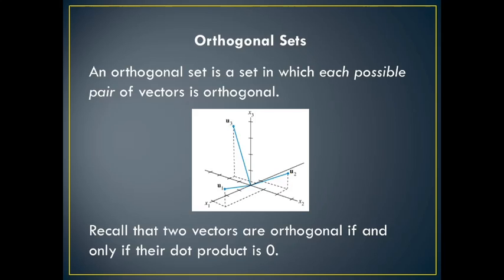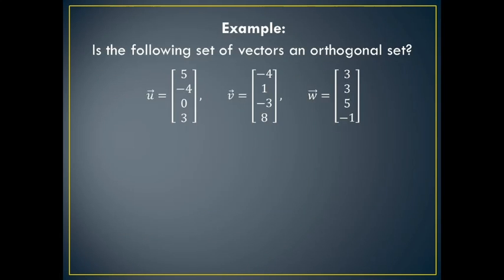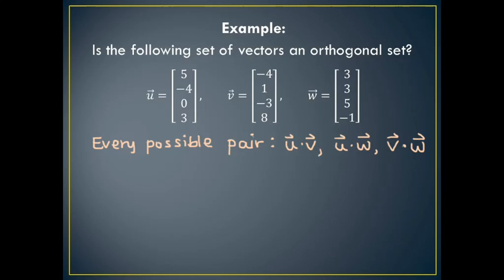We're going to do a few practice problems now on testing whether a set is orthogonal. So here's three vectors, u, v, and w, and we want to know if they form an orthogonal set or not. So what we have to do is test every possible pair. First let's list out the possible pairs. We have u dot v, u dot w, and v dot w. Anytime you have exactly three vectors, you'll have exactly three pairs to test.